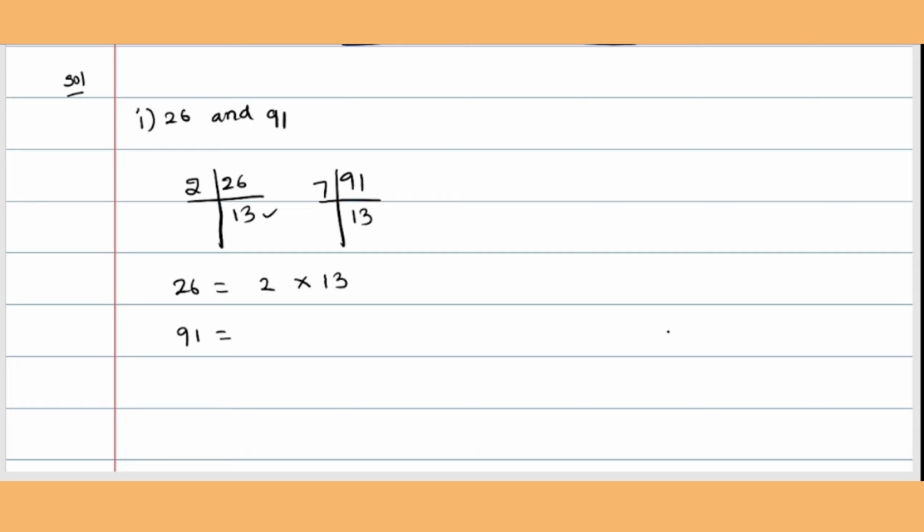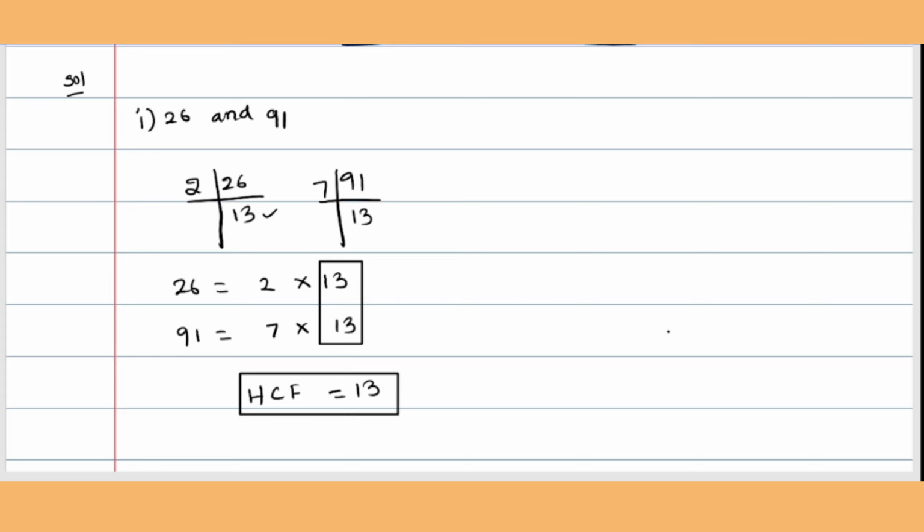For 91, we have 7 multiplies 13. The common factor here is 13. So the HCF of both numbers 26 and 91 is nothing but 13. We got the HCF of the numbers.